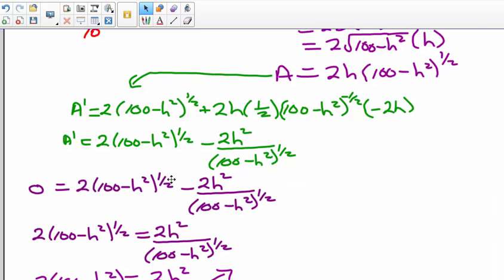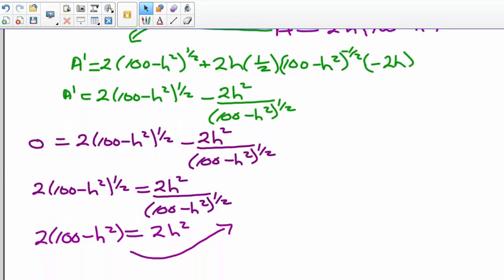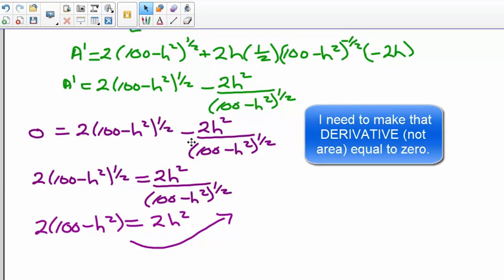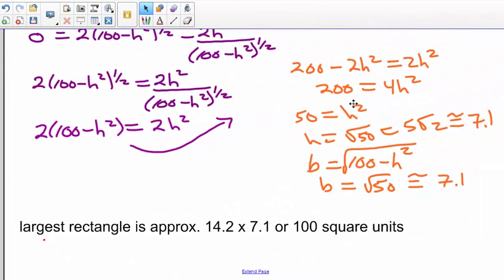It becomes my denominator. And then in order to do a maximum, once I have the derivative of the area, I need to make that equal to 0. And now I'm just basically rearranging the equation a little bit. So eventually we get down to h squared is 50. h is technically plus or minus root 50, but of course, because I'm dealing with a real-world problem, I know that it's not going to be the negative value. So the height is 7.1.